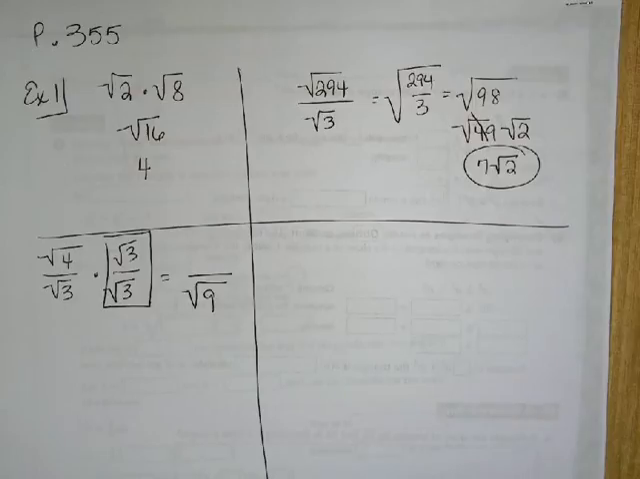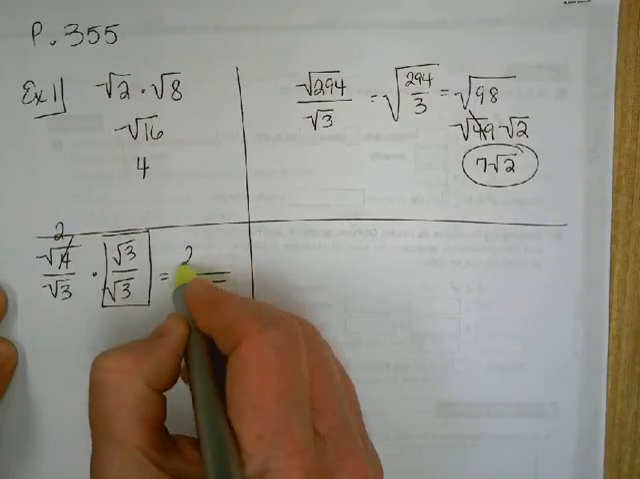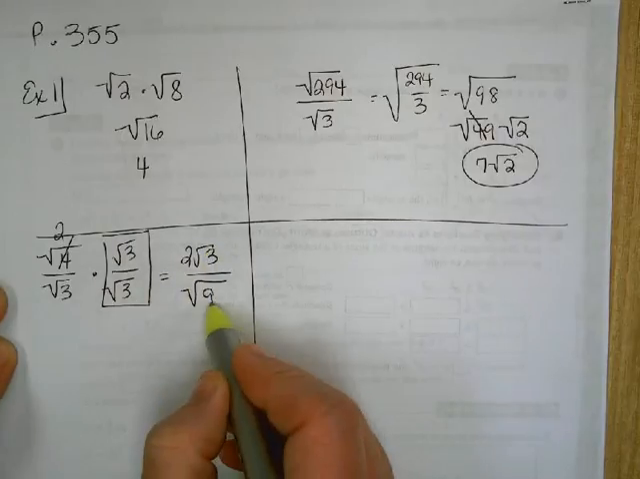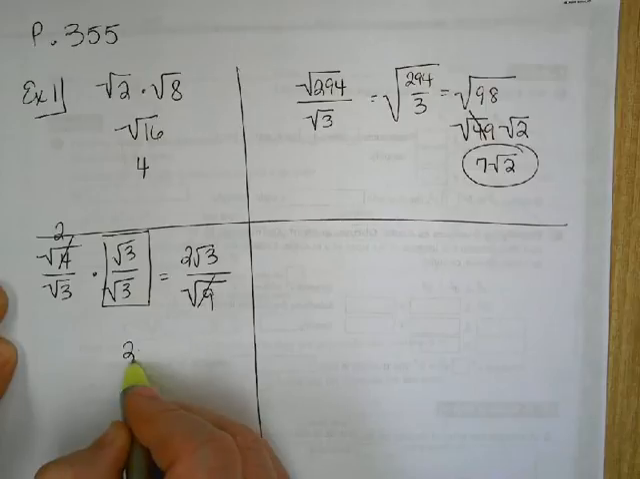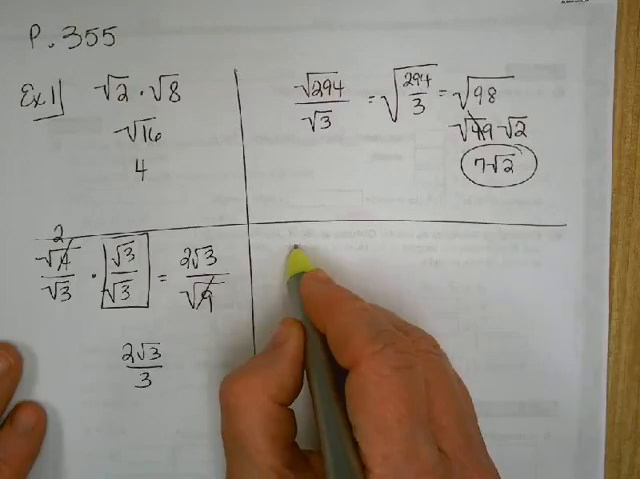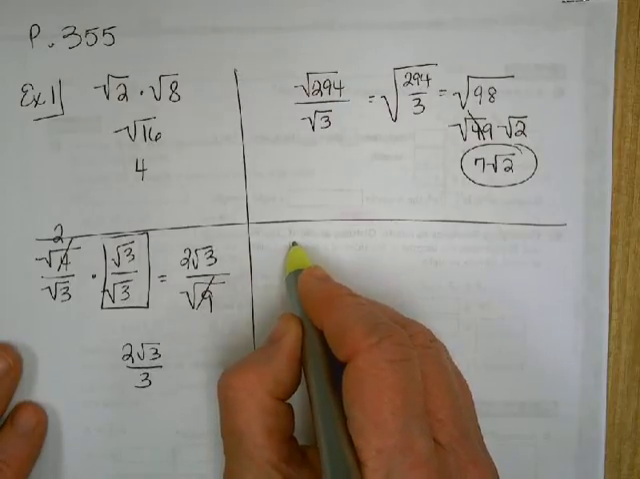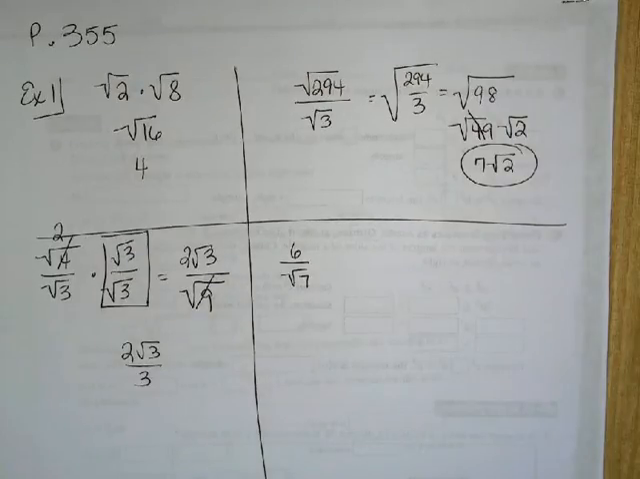Okay. Well, what happens here? Y'all have already told me that answer was 2, right? 2 square roots of 3 over the square root of 9, but what's that answer? 3. 2 square roots of 3 over 3. Let's do another one. Let's have 6 over the square root of 7. 6 over the square root of 7.